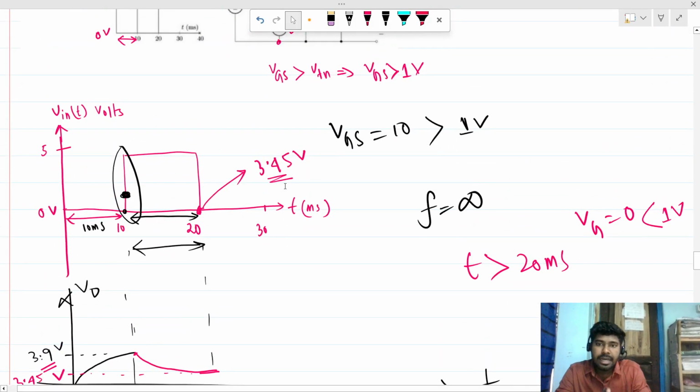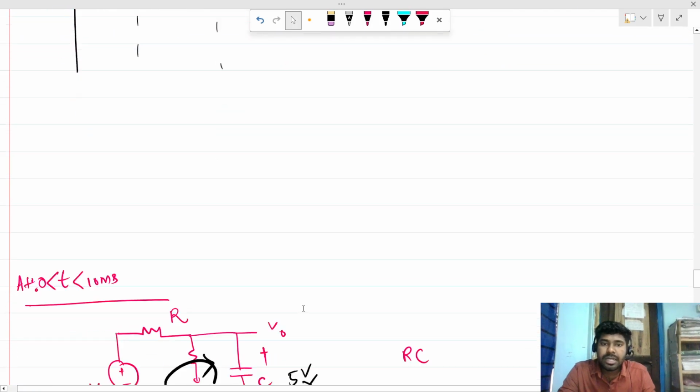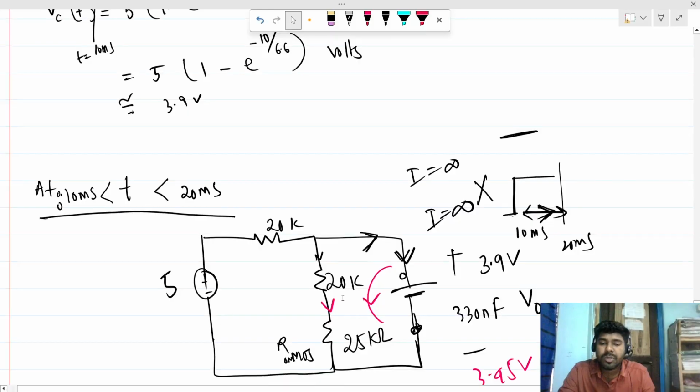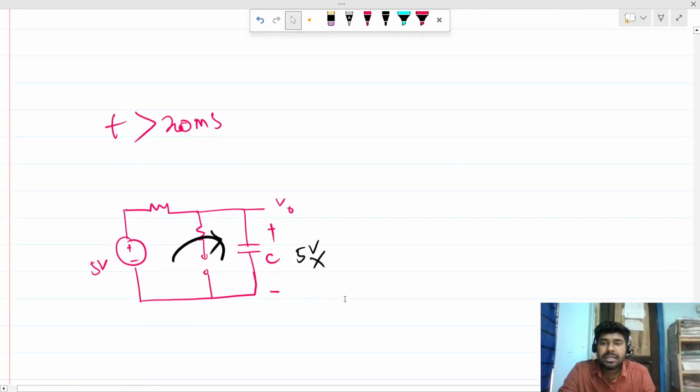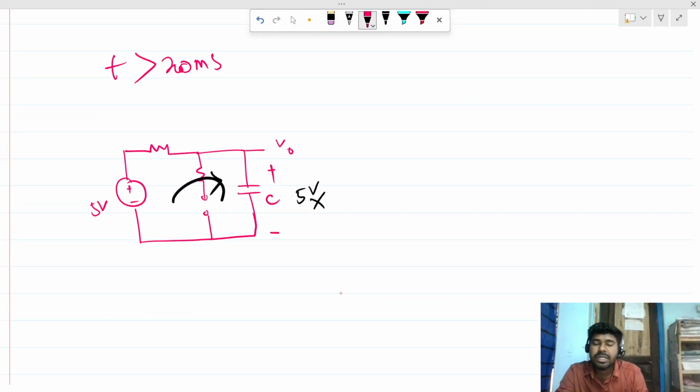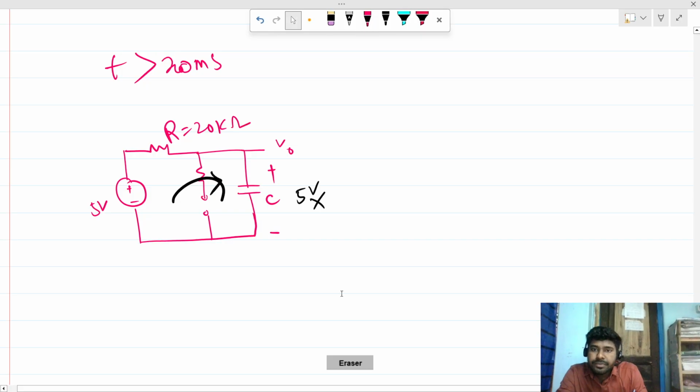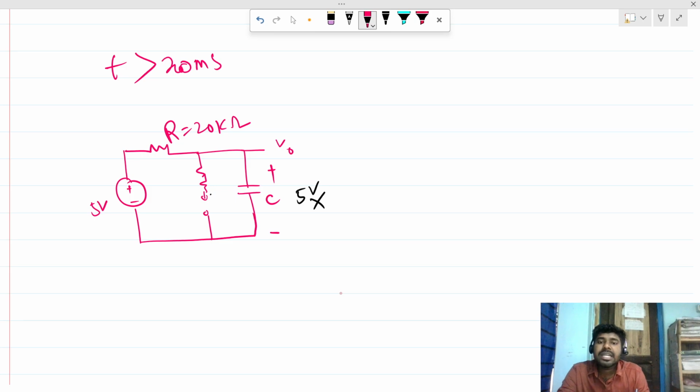We can see that after t equals 20 millisecond, the Vg is always 0. So now the MOSFET cannot be turned on, and the equivalent circuit will be looking like that. This becomes a normal RC circuit, and the capacitor will charge exponentially to this input voltage, the 5 volt. Okay, and it will take infinite time.